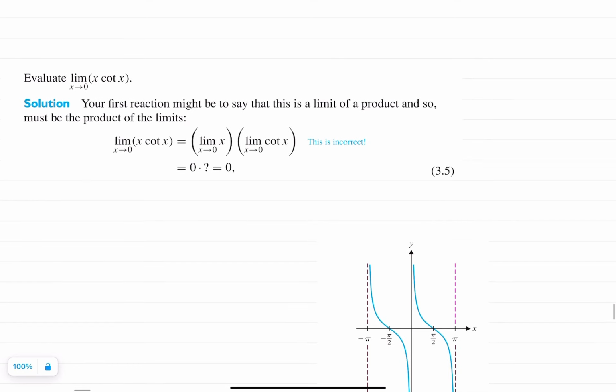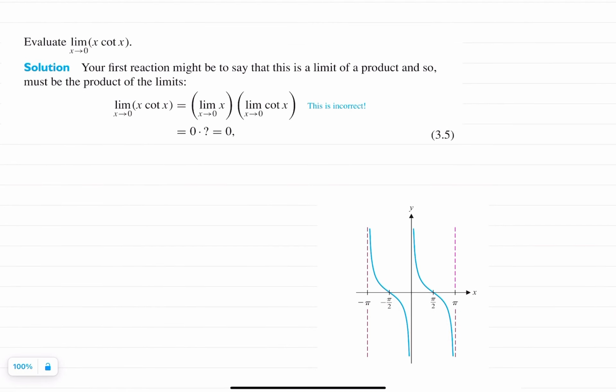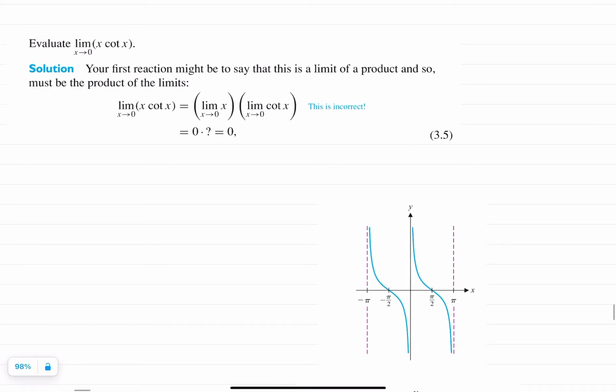Now coming to the last question. Evaluate the limit as x approaches 0 of x cot x. Your first reaction would be to use the product rule, saying it is in the form a times b, this is a, this is b, and try to evaluate the limits. But this is not the case, because I told you that you can only use the limit laws when the limit for both functions exists. If it does not exist, then you cannot use the limit law.